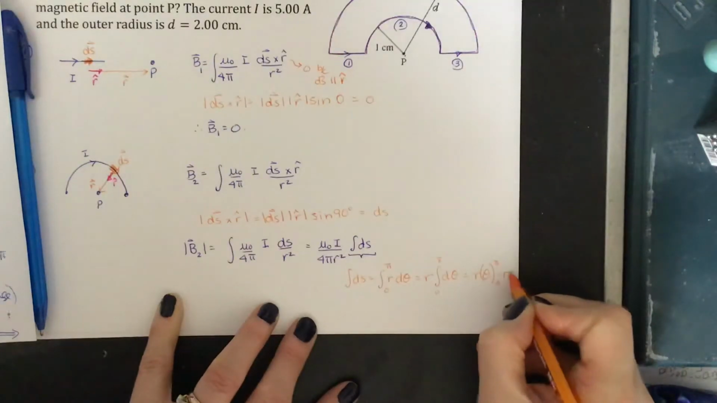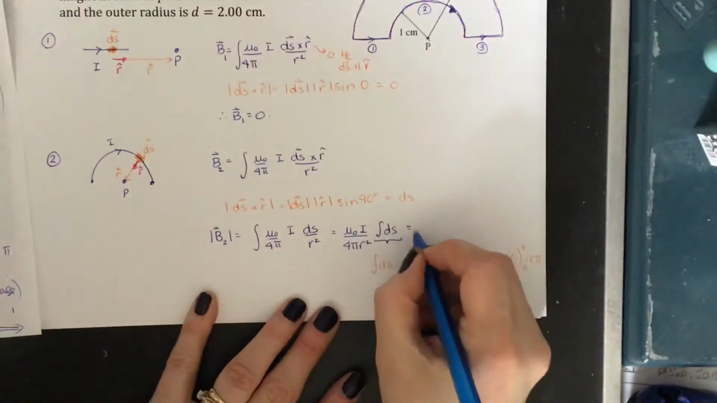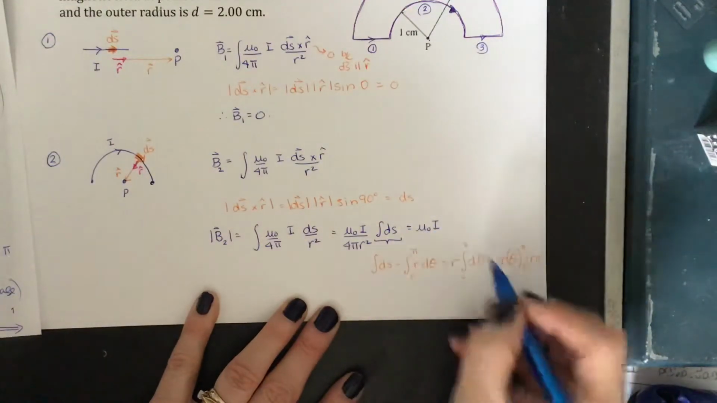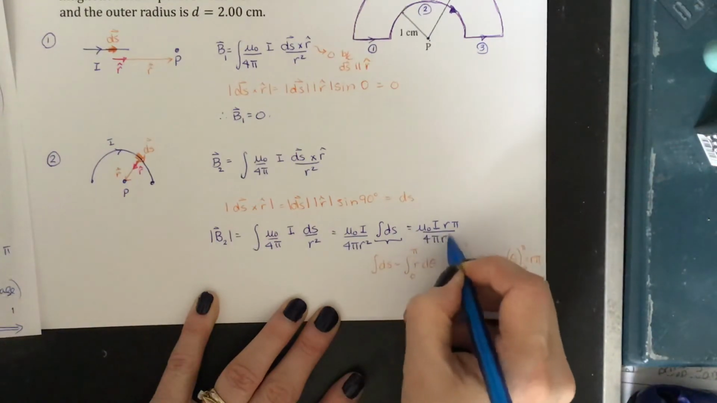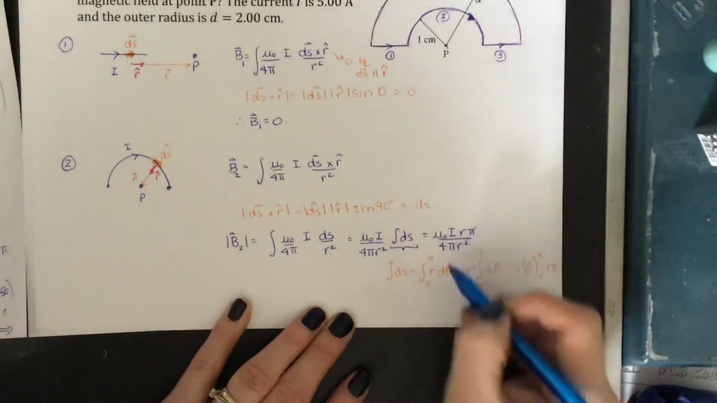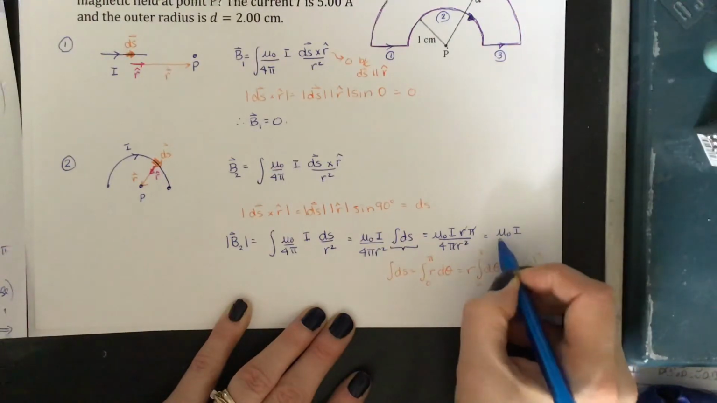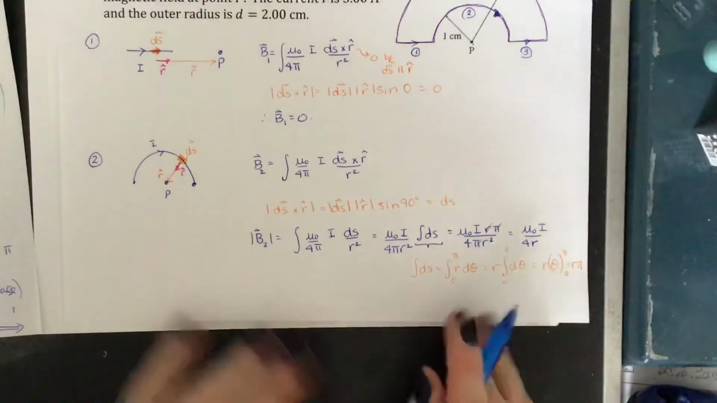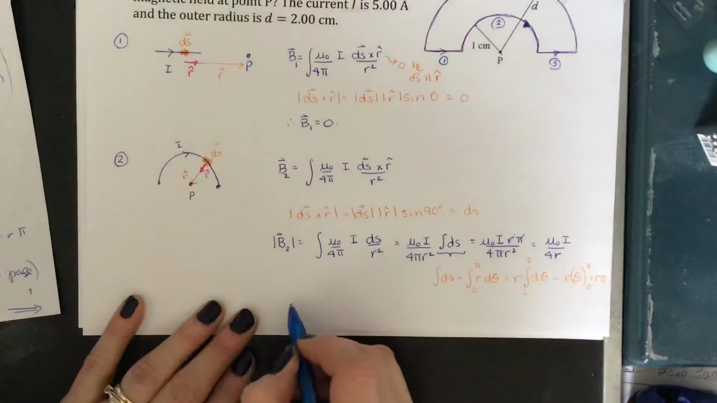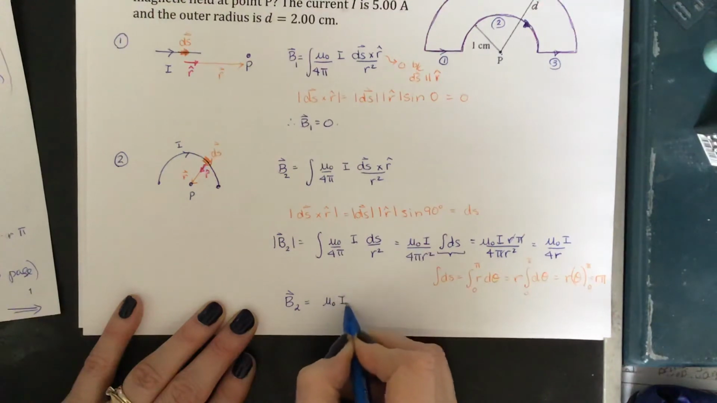We can fill that in up here. And we can simplify. Pi cancels. One of those r's is gone. We've got mu naught I over 4 times r. And magnetic field, of course, is a vector, so we need to get the direction of the magnetic field. So B2 is going to be mu naught I over 4r.